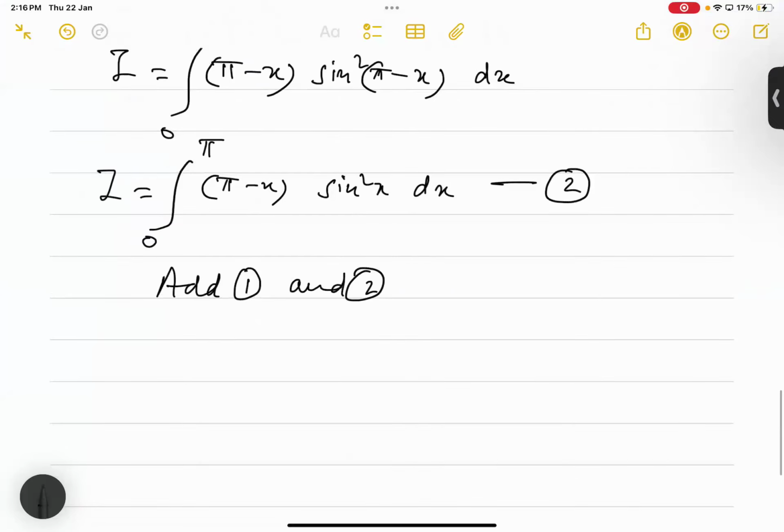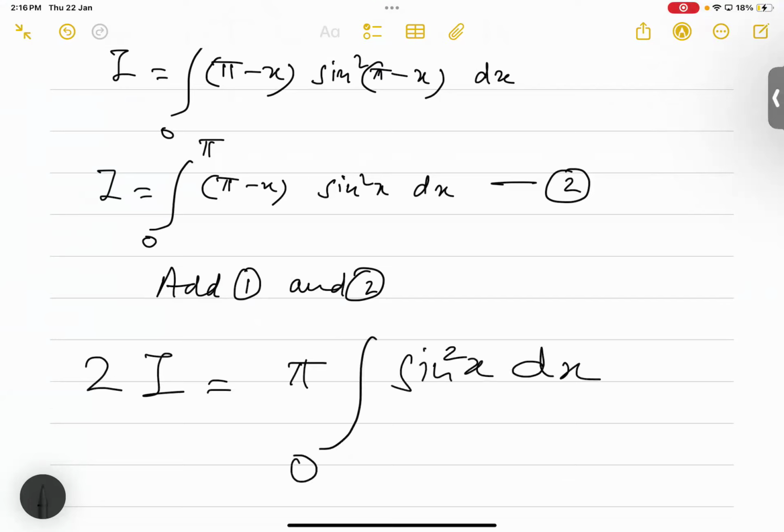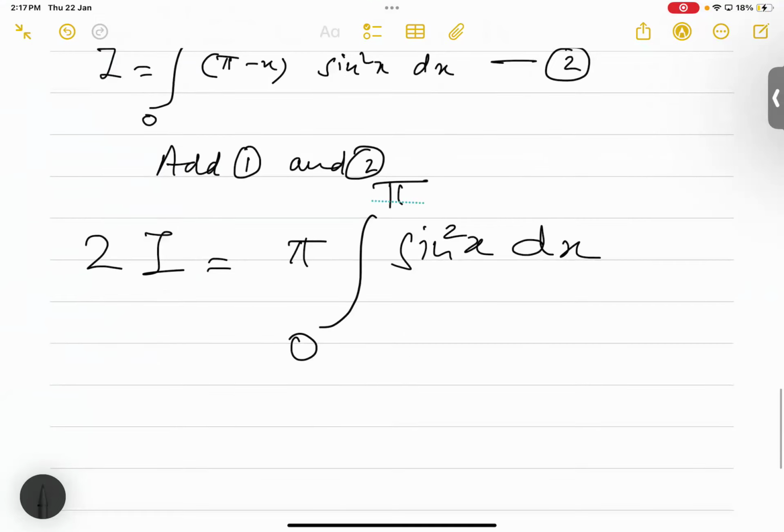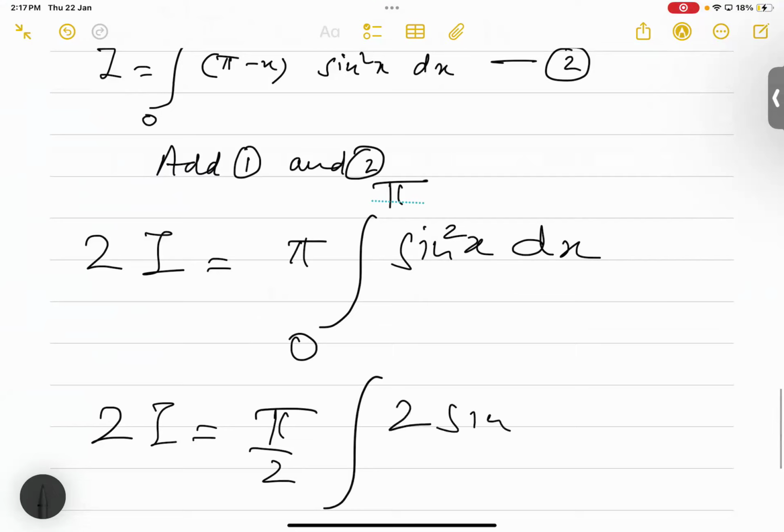Is everyone solving this? When you add 1 and 2, are you getting something like this? 2I is equal to pi outside sine square x dx. After simplifying, are you getting this? How to solve this further? Now this is in-depth 2. Multiply and divide by 2, so 2 outside, 2 inside.